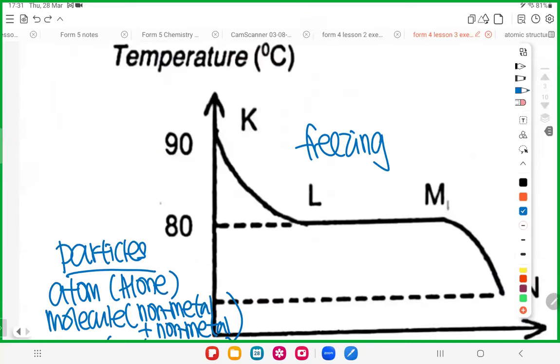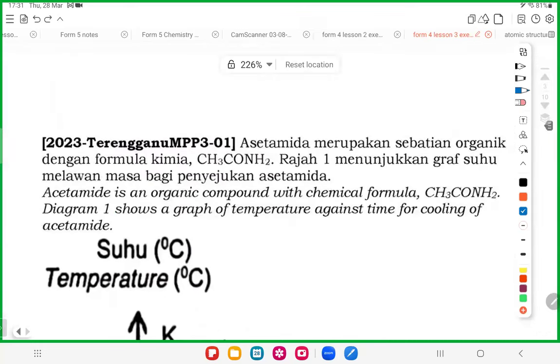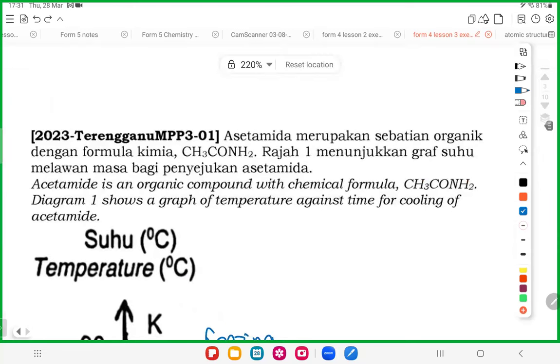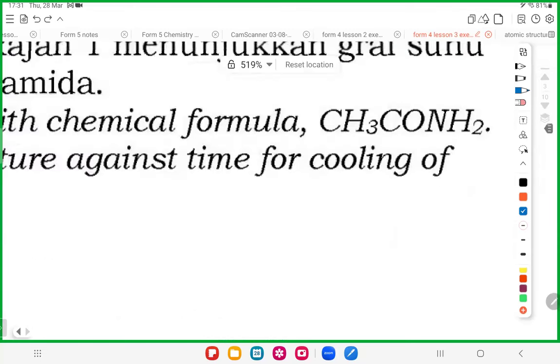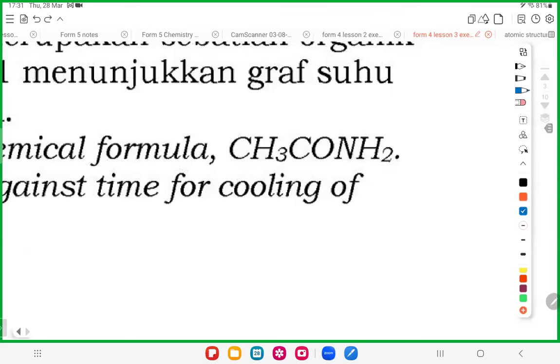Let's look at the question. Do they give us the formula for acetamide? Yes, the formula is given here: CH3CONH2.